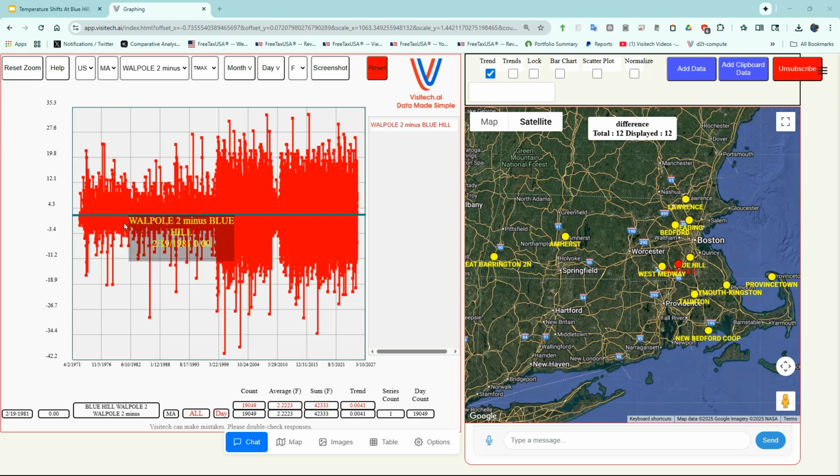And the answer is no. The trend line is almost flat. So even though there's these variations in when the temperatures are taken, it doesn't seem to actually affect the temperature record in any meaningful way.